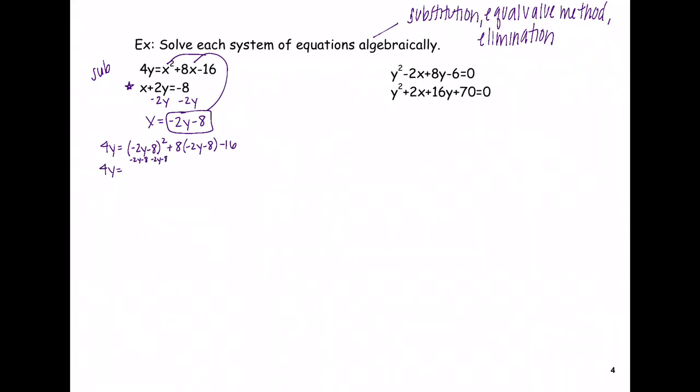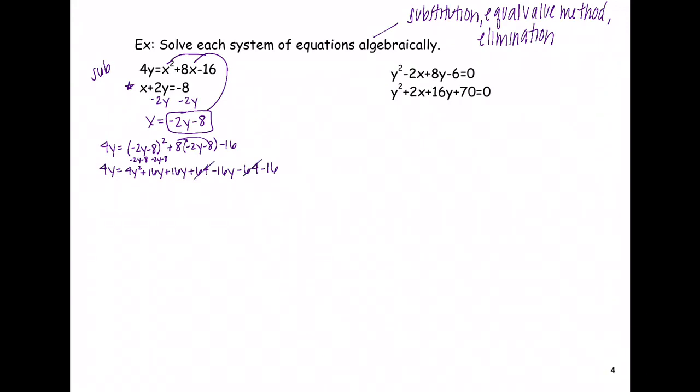Negative 2y times negative 2y gives me a positive 4y squared. Negative 2y times negative 8 gives me a positive 16y. Negative 8 times negative 2y gives me a positive 16y. Negative 8 times negative 8 is a positive 64. I distribute my 8 to the next parentheses. 8 times negative 2y is negative 16y. 8 times negative 8 is negative 64. Minus 16. I need to combine my like terms.